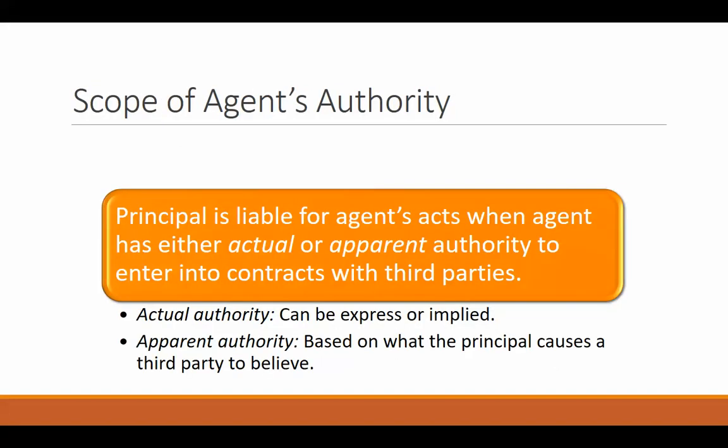So the principal, kind of keyword terms we need here, principal is going to be liable if we have actual or apparent authority to enter into the contract with a third party. So actual authority we see could be the express, I grant you authority, implied based on the title of the individual, apparent authority based on what the principal's done to make the third party believe that that agent has the authority to act.